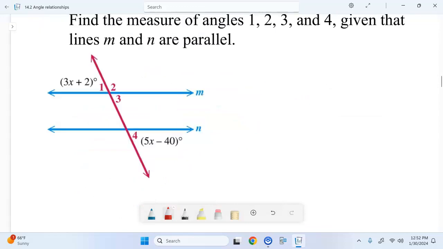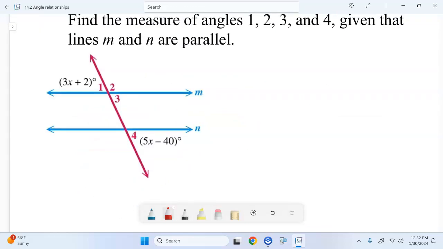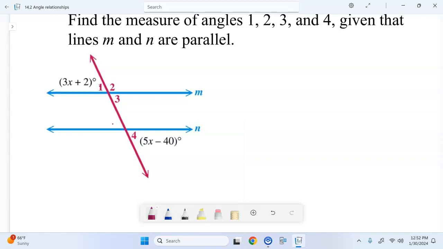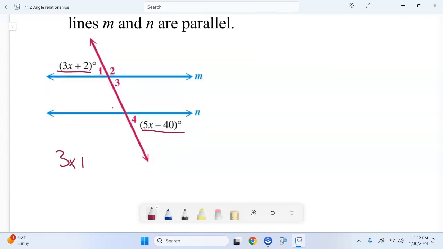So we're given a transversal, parallel lines, and some information about angle 1 and angle 4. What type of angle relationship do I have with angle 1 and angle 4? Not corresponding, because they would be in the same position. Alternate exterior. They're on the outside, on opposite sides. What do we know about alternate exterior angles? They're congruent. 3x plus 2 has to equal 5x. Okay, solve for x.